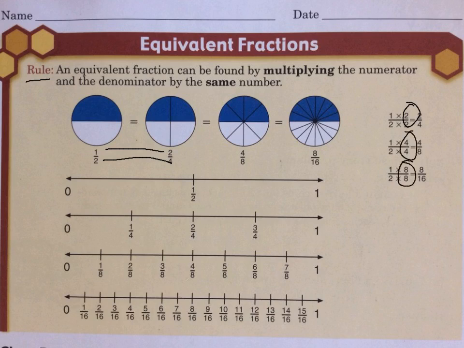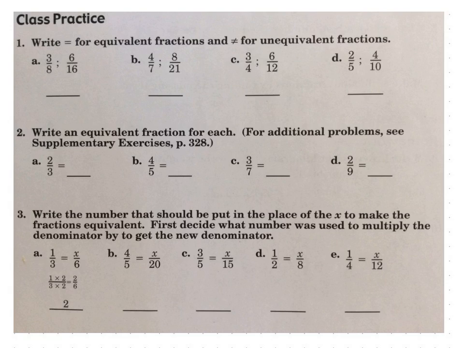We're going to go ahead and get started in class practice number 1. It tells us to write equal for equivalent fractions and not equal for unequivalent fractions. So here they're asking, does 3/8 equal 6/16? Do they equal each other? Well, 3 times 2 is 6, and then 8 times 2 is 16. So these do equal, and we need to draw an equal sign.